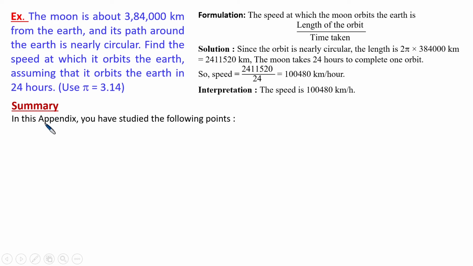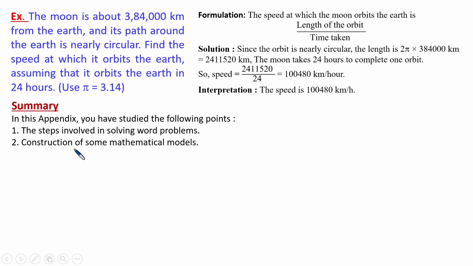Now we summarize the appendix. So that is appendix 2. In this appendix you have studied the following points. The steps involved in solving a word problem, we have discussed this. What are the steps involved? Construction of some mathematical model. We have seen how to construct a mathematical model: formulation, solution and interpretation. The steps involved in mathematical modeling are given in the box below.